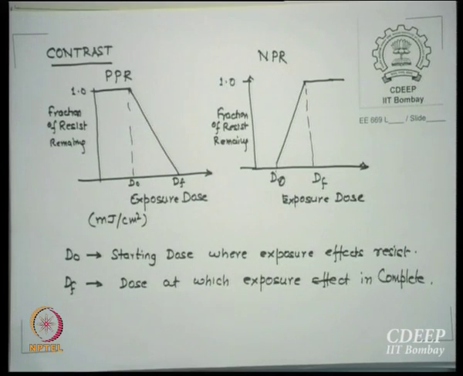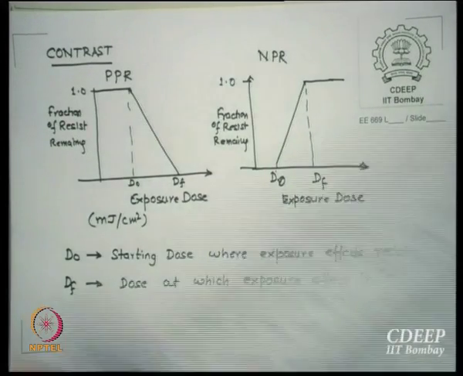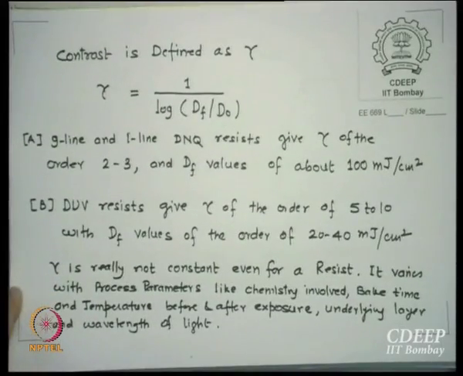And we define a term gamma, which is called the contrast factor, and we said it is 1 upon log of this. However, one fact which I forgot to tell: it seems as if DF and D0 are constant for a resist. It's not really, and that's why I thought I should rewrite. I wrote these lines afterwards after I saw it in the book.